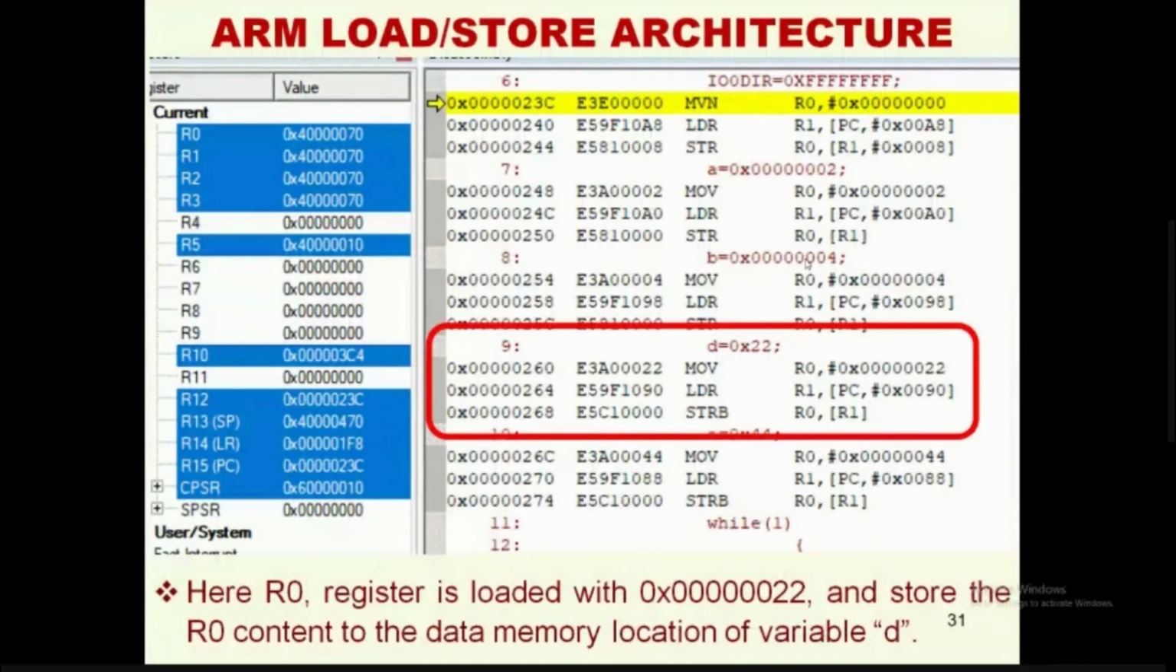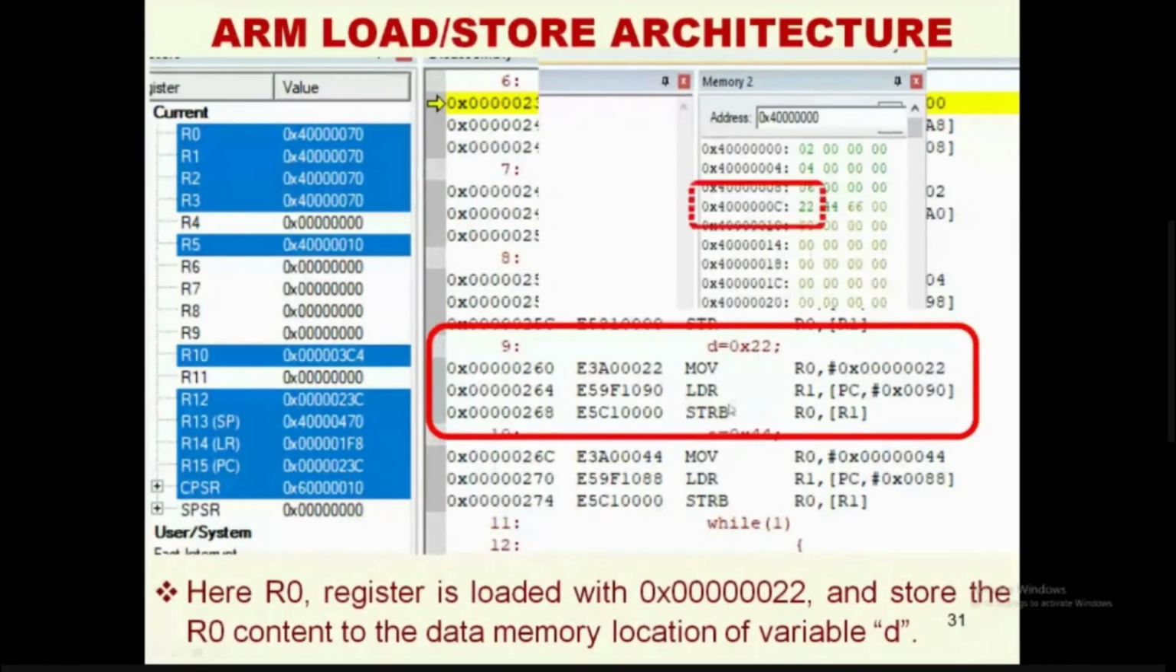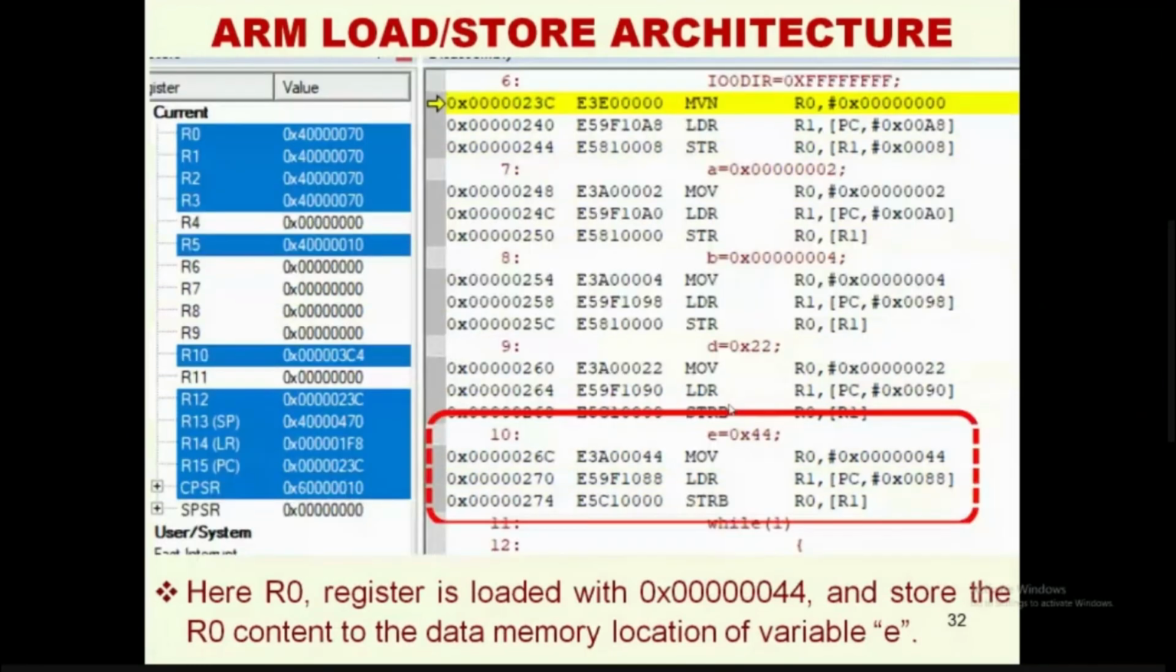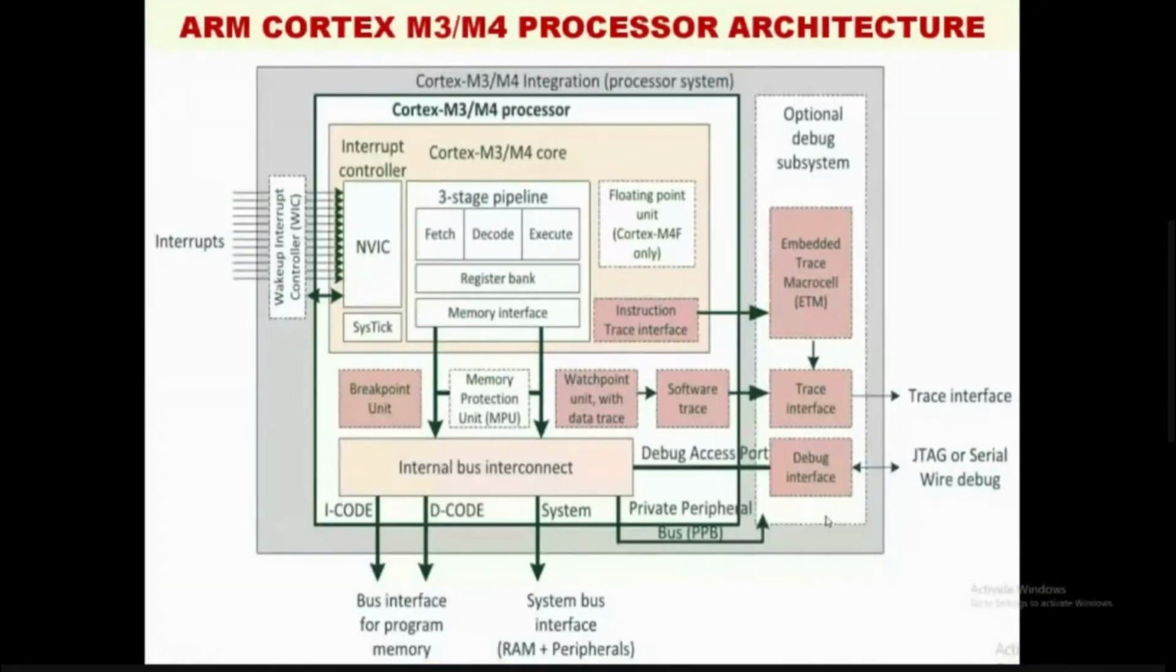And D is loaded with 22. This D is loaded with 22, which is a byte variable. Hence, it occupies only 1 byte. strb, byte variable. That is byte 22. And similarly, E is loaded with 44. Yeah, E is loaded with 44, which is a byte variable. That's why CB. This is the architecture of the ARM Cortex M3 processor.